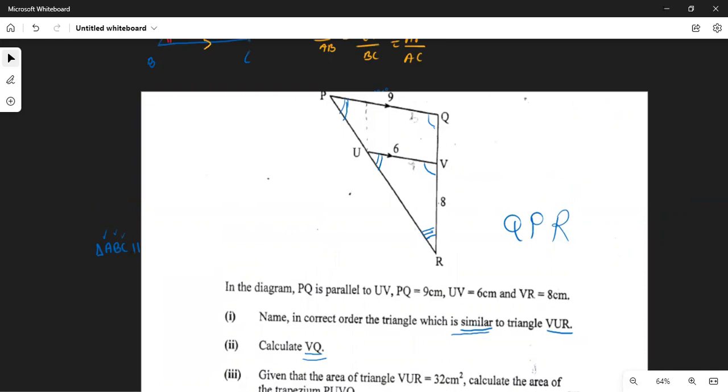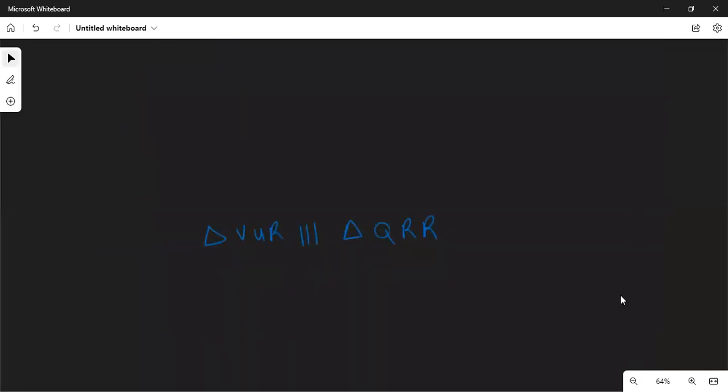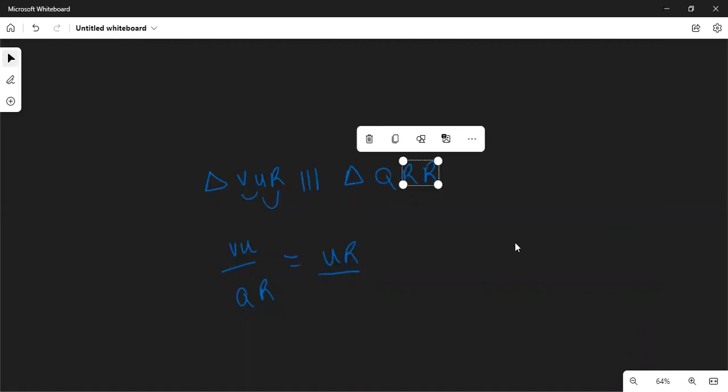Our ratio of sides. Remember, we said ratio of sides is what is the same. So let's try to play around with ratio of sides and see if we are able to fill in this information. All right, so according to our ratio of sides, what are we going to have here? VU over QR, which is equivalent to what? UR in this case over what? Over, sorry, this is QPR, isn't it? QPR.